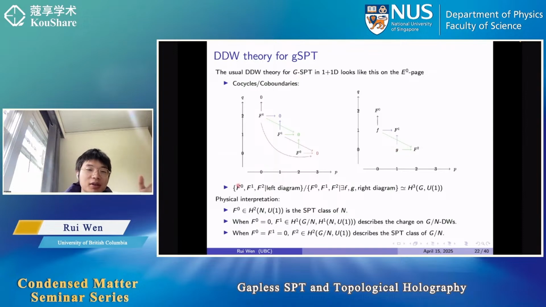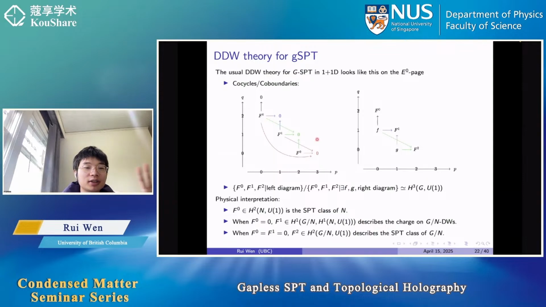So basically, if you take F0, F1, F2 such that the left diagram is satisfied, you mod out F0, F1, F2 such that there exist little f, little g such that the right diagram looks like this. Then you get the usual, actually, this should be H2, H2 of G. You get the SPT classification, right?